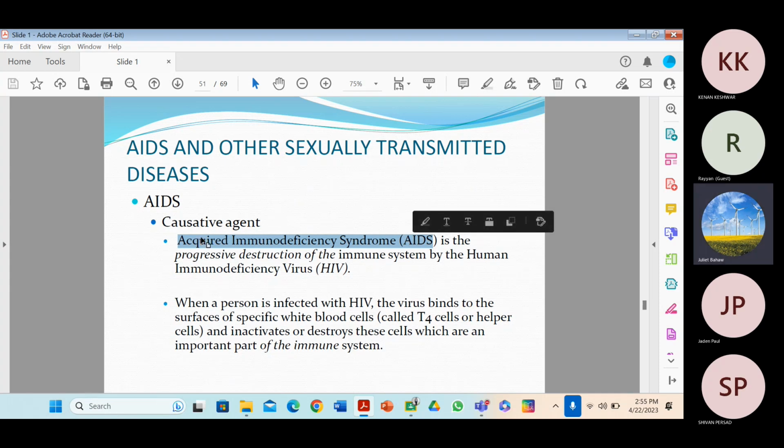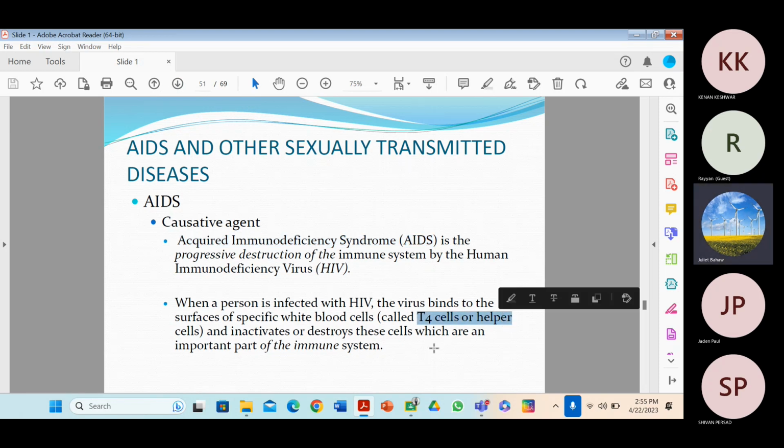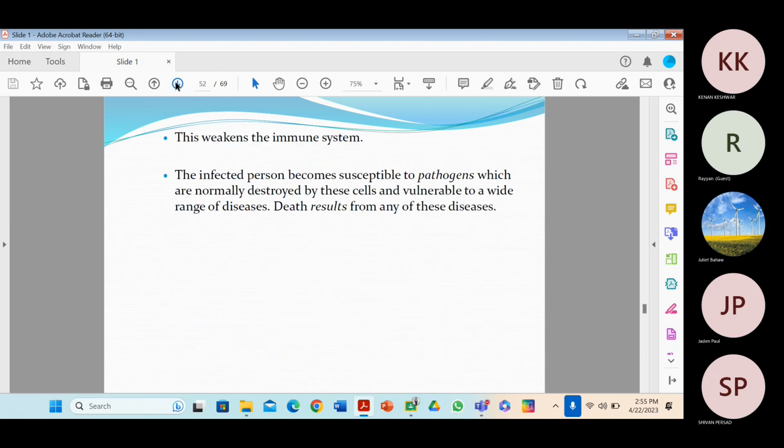Now, when you get AIDS, you don't die from AIDS, but you die from another infection. So simple things like the common cold or whatever little virus might enter your body. Because you don't have these T4 cells anymore, you cannot fight off a pathogen. Therefore, you have a higher chance of dying from another infection. The infected person becomes susceptible to pathogens, which are normally destroyed by these cells, and vulnerable to a wide range of diseases. Death results from any of the diseases.